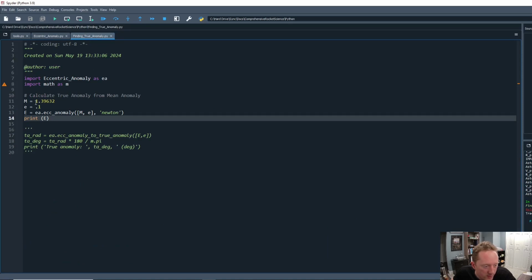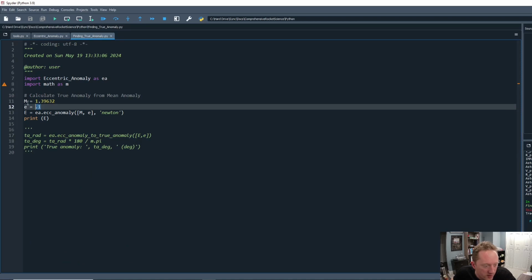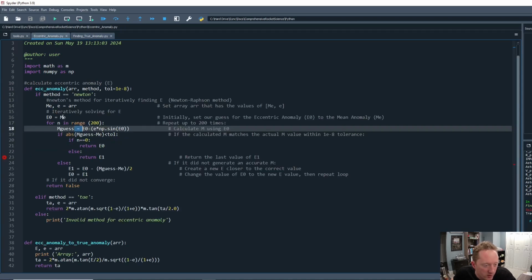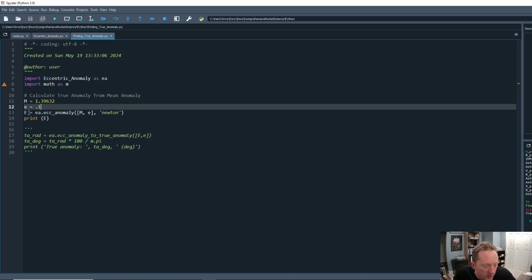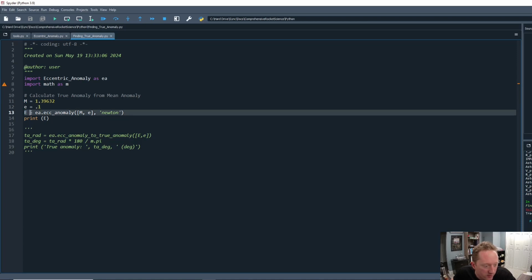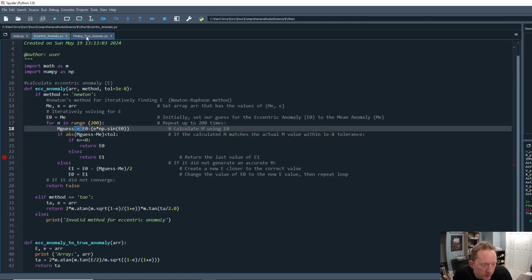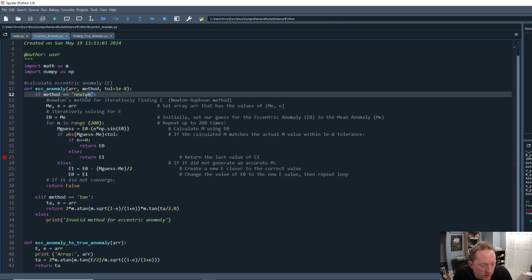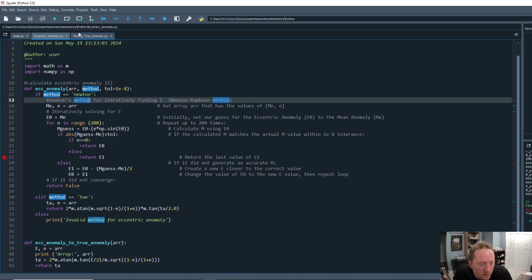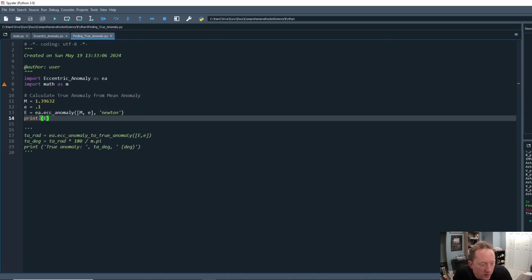From there, like I said, you're entering your mean anomaly and your eccentricity. Mean anomaly is an M here, it is an ME here, just know that, but that doesn't matter. They're not referencing those parts of each other. And you're going to go ahead and set this E variable in this file to what you got from the eccentric anomaly method. And you're passing it the M set right here. You're passing it the eccentricity right there. And you're passing the method, which is Newton, which is defined right here if method equals Newton, using the Newton-Raphson method or an approximation of that. And then we go ahead and print out E.